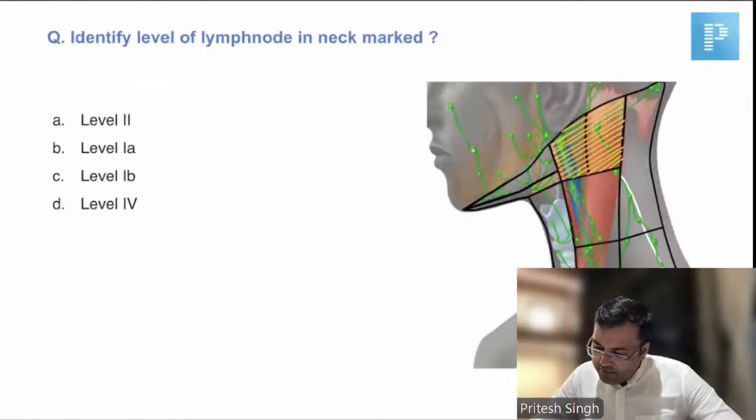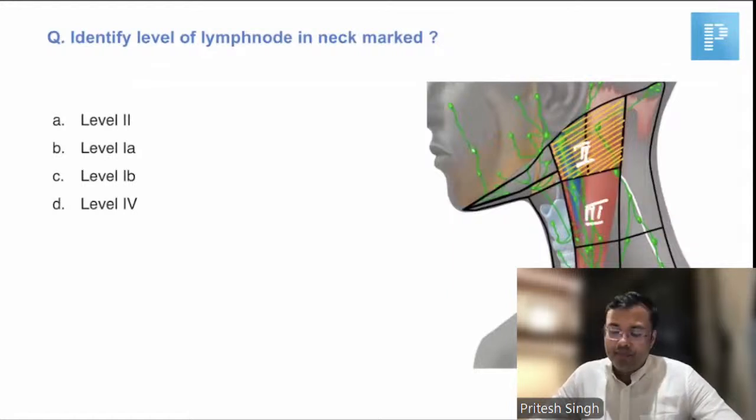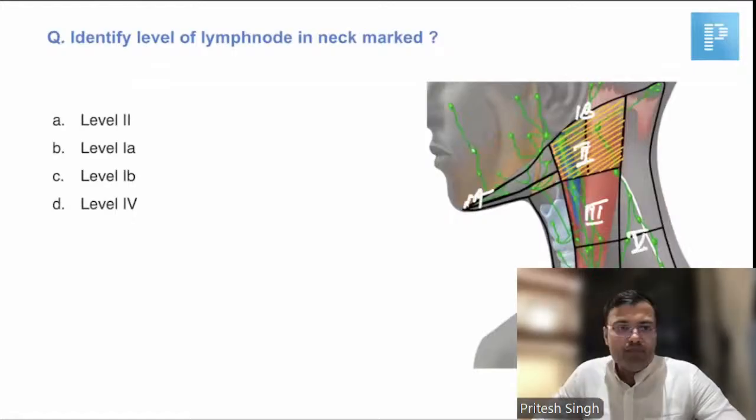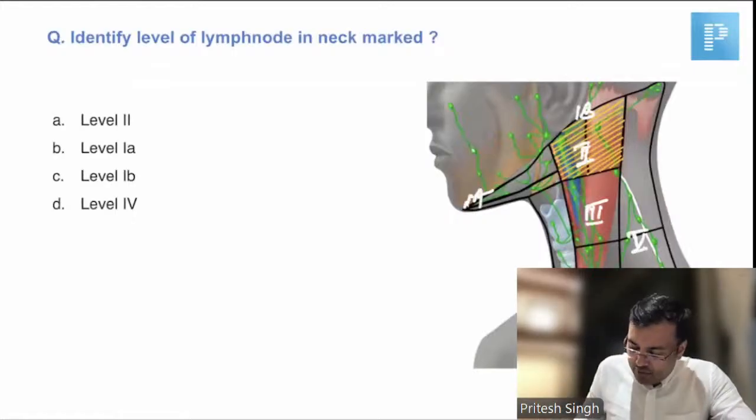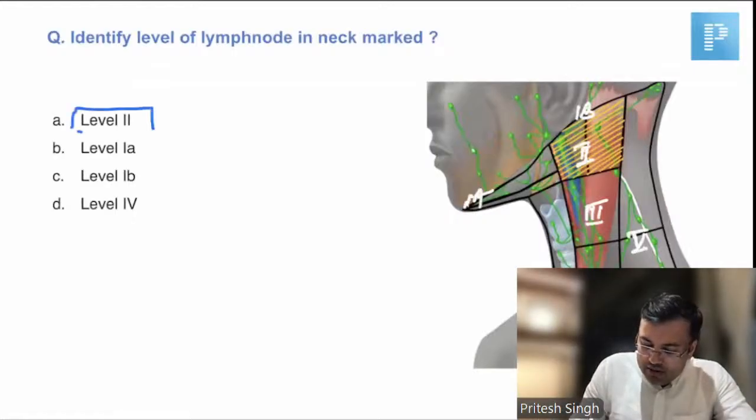So this is upper jugular, level 2. This is middle jugular, and this is lower jugular. So this is 2, 3, 4. 1A, that is submental. 1B, that is submandibular. 2, 3, 4, upper, middle, and lower jugular. And this is 5, posterior triangular. So guys, this is level 2. This is upper jugular. This is level 2.